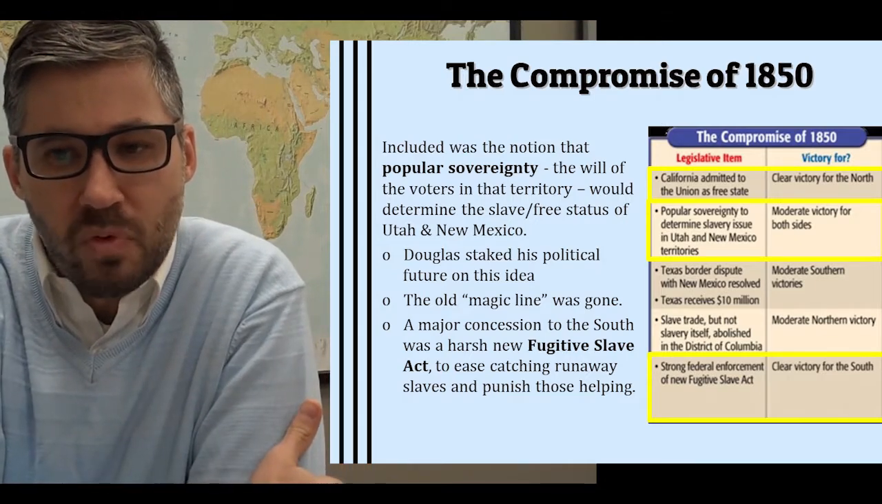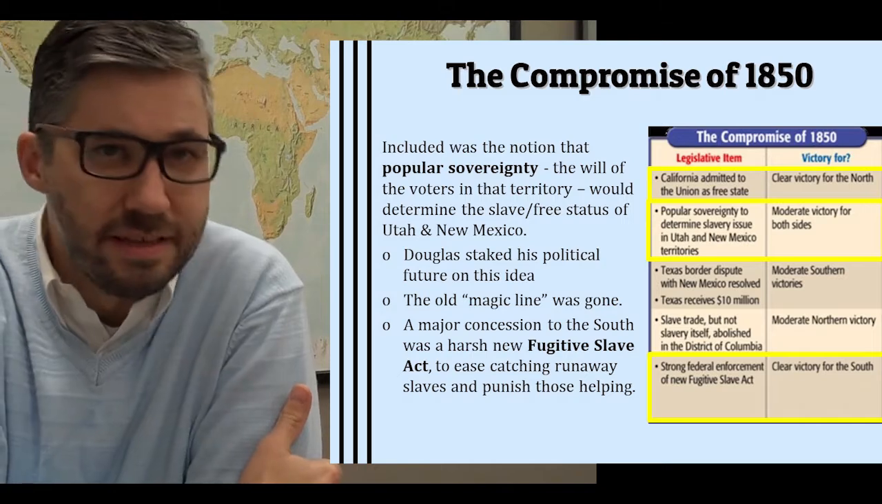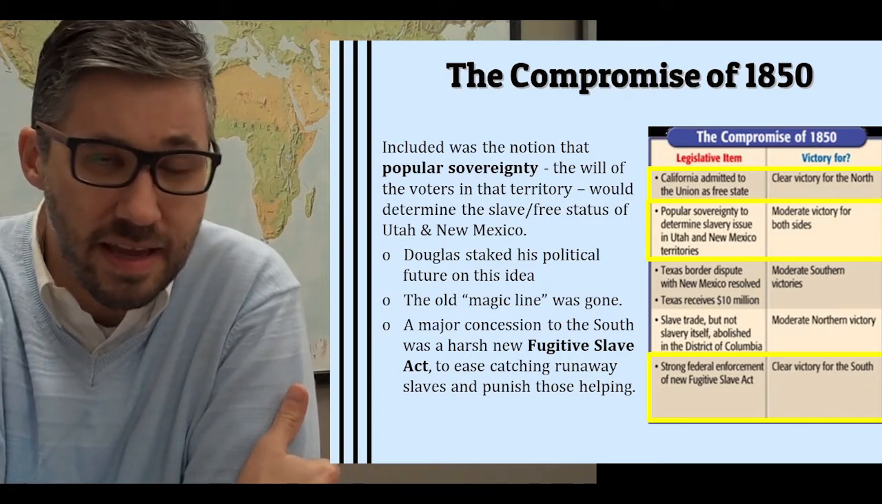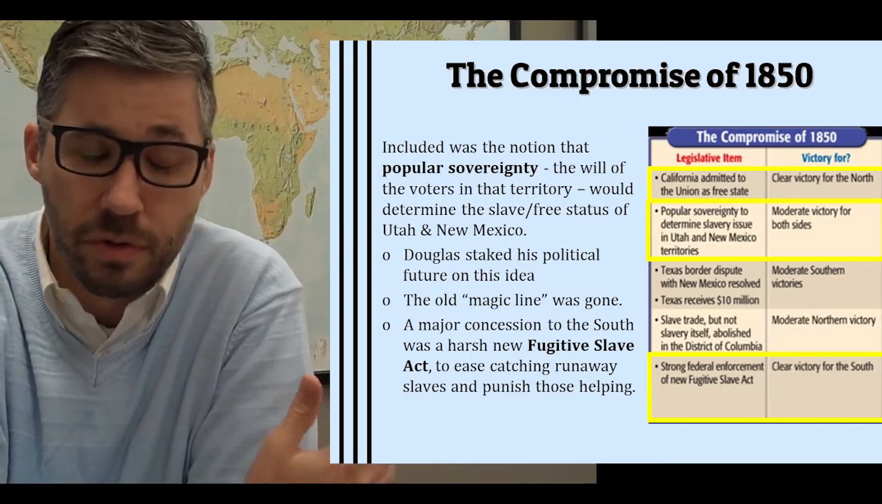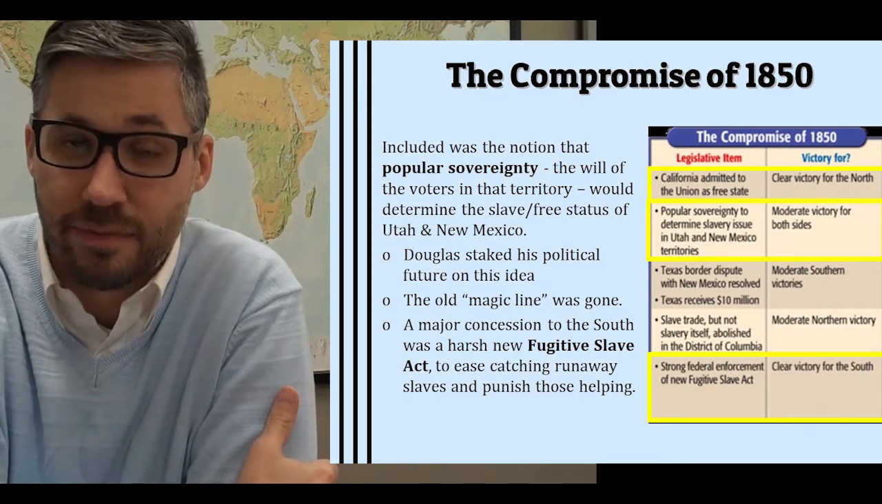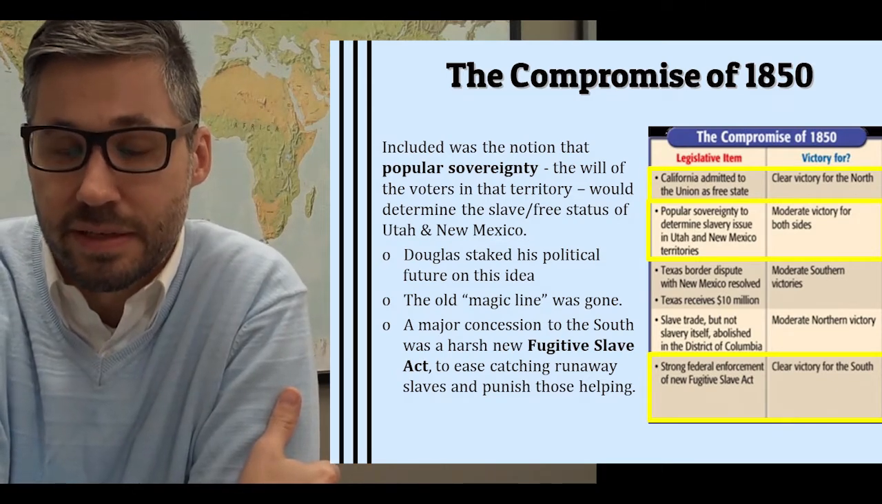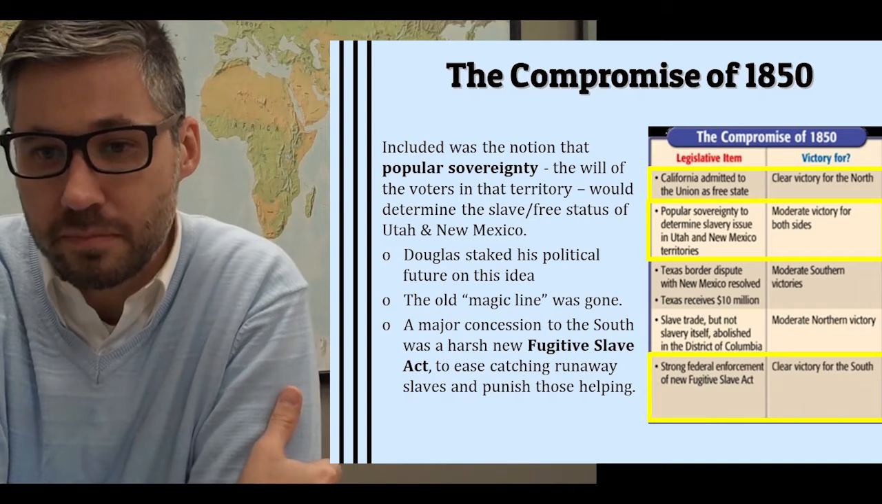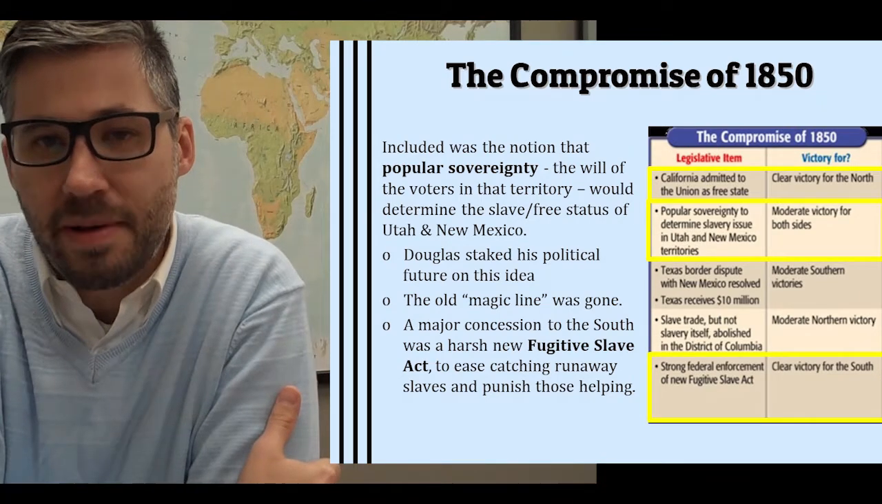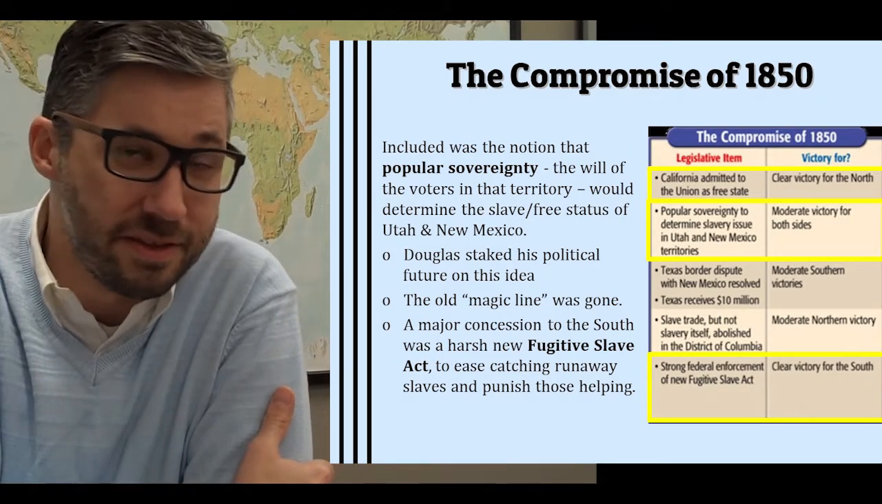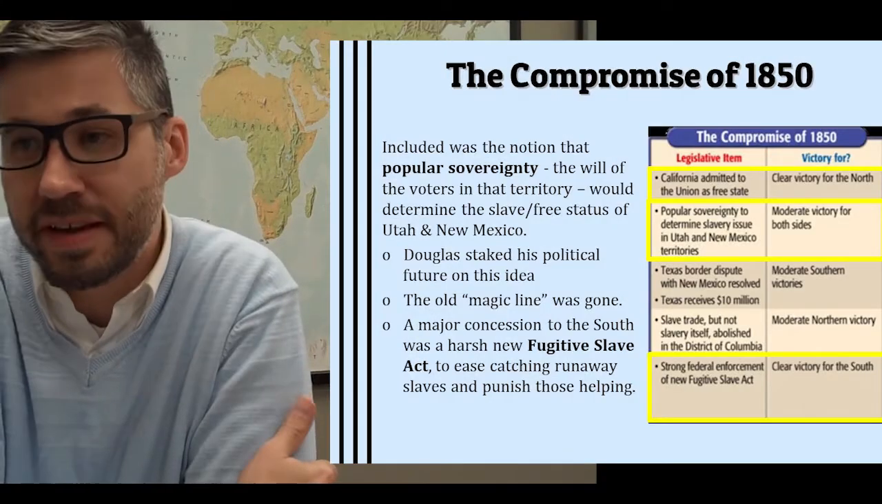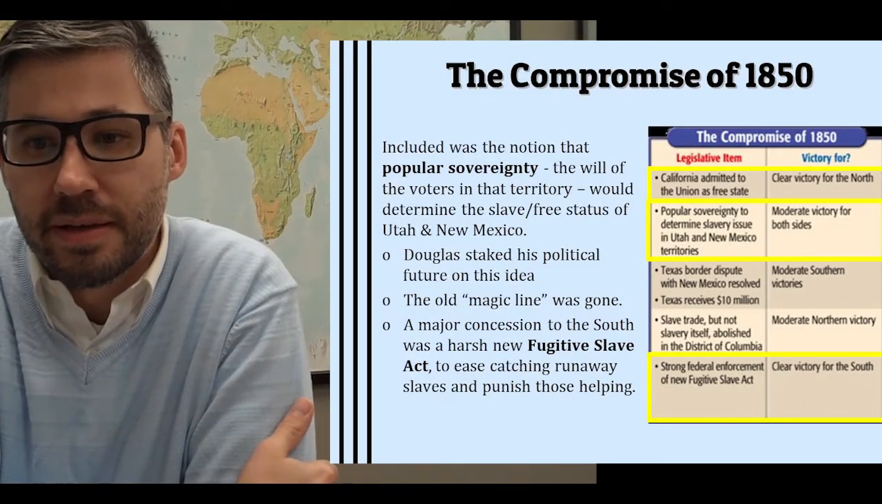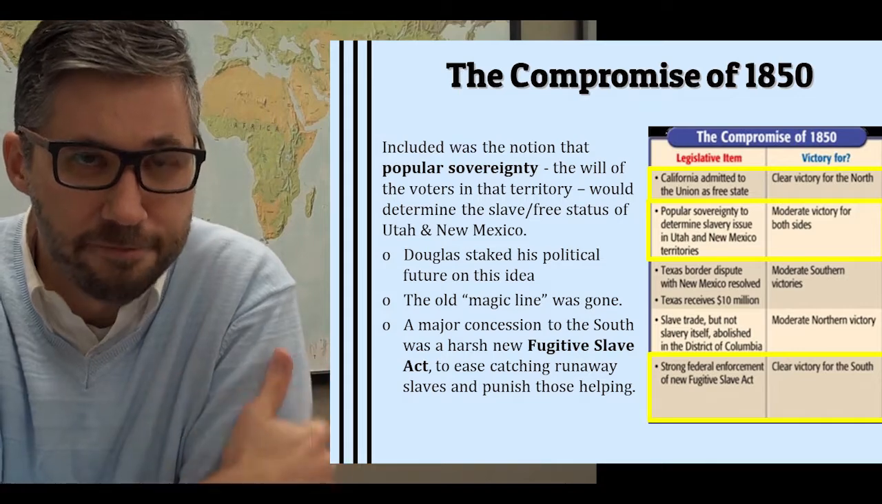Well, the first one, the big one, California is in. California is in as a free state. And the northern states get that, and that is a huge get for them and a massive give for the southern states. What about the other parts of the territory we got from Mexico, right? The places that would be New Mexico, Arizona, Utah, like what about all that?